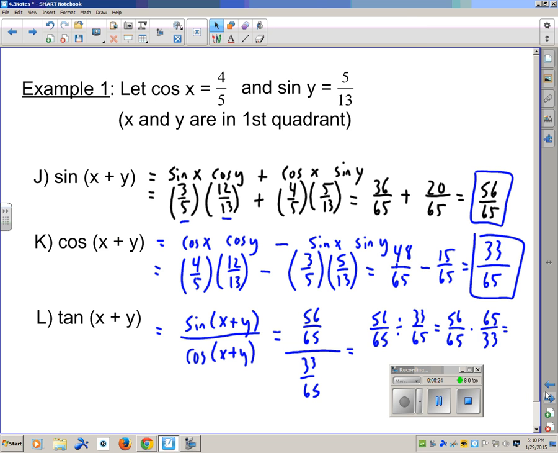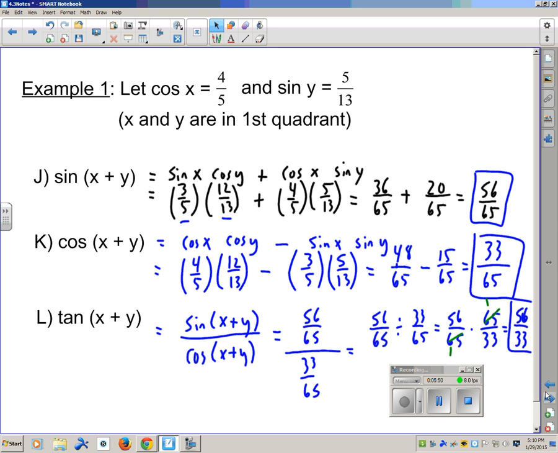So doing so, my 65s can cancel out. And so then I can multiply my numerators. I can multiply my denominators. So doing so, I get 56 over 33. And again, you could plug that into your calculator there and hit the math frac button and see if it reduces down or not. But there we have it.